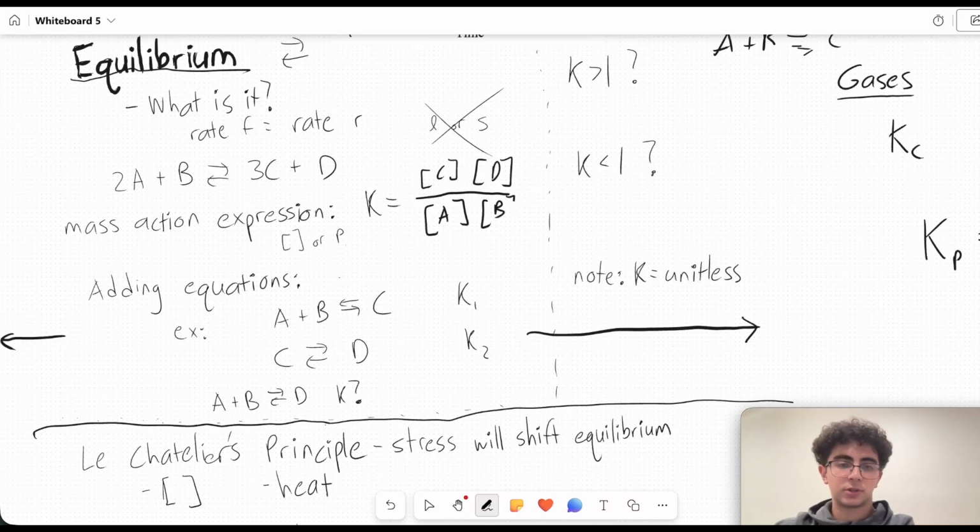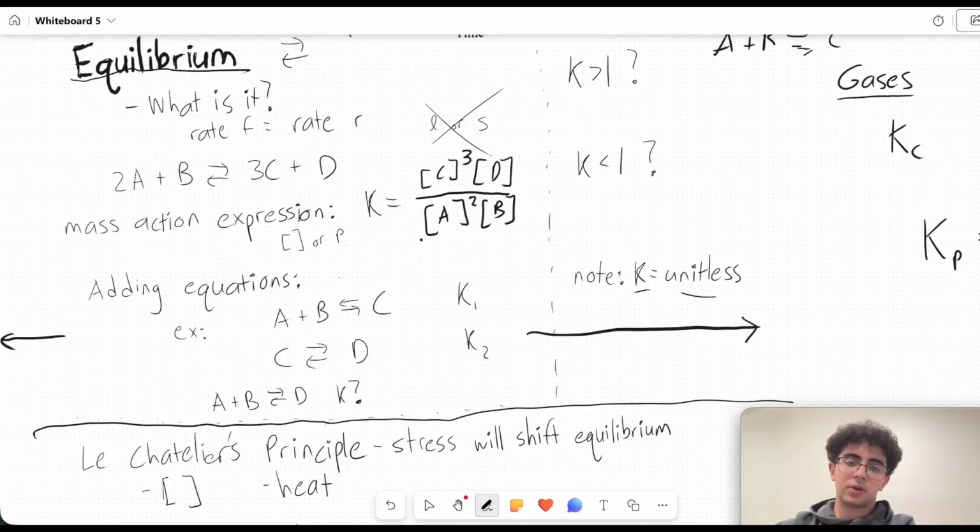Some of these have coefficients, and the coefficients are their exponents. If it's 2A, that means it's going to be A squared here. And if it's 3C, that's going to mean C cubed. So that's our mass action expression. Note that K is unitless. Even though you can get units for it, they are meaningless in any context. So whenever you have a K value, just leave it without units.